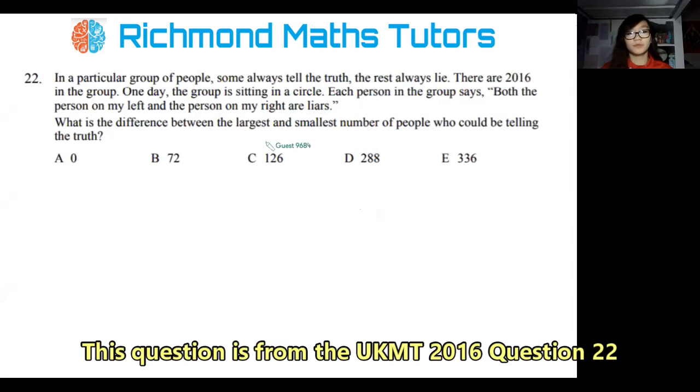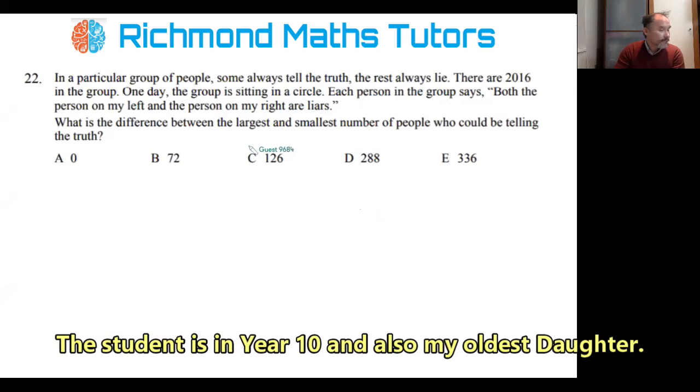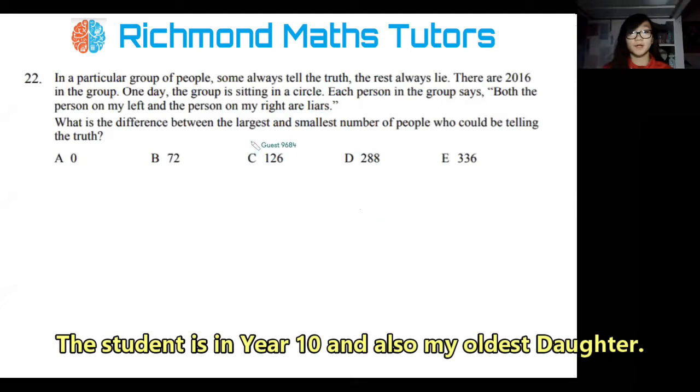In a particular group of people, some always tell the truth, the rest always lie. There are 2016 people in the group. One day, the group is sitting in a circle. Each person in the group says, "Both the person on my left and the person on my right are liars." What is the difference between the largest and smallest number of people who could be telling the truth?